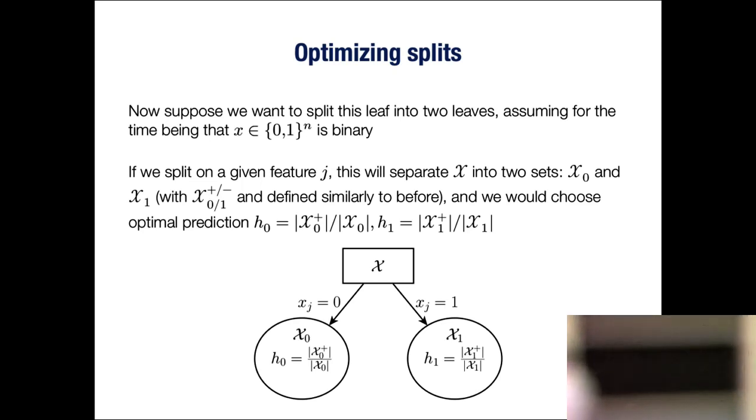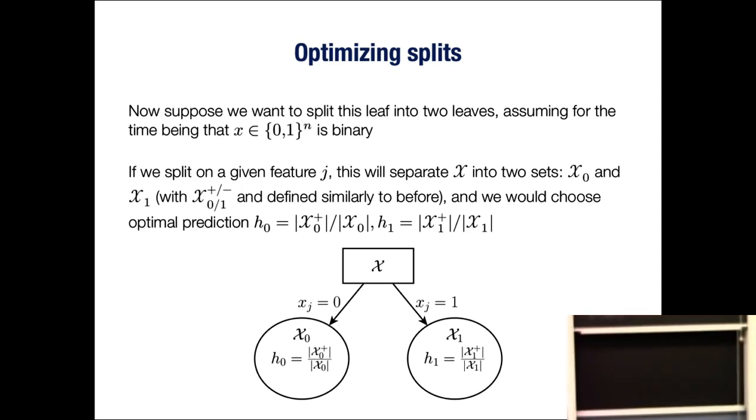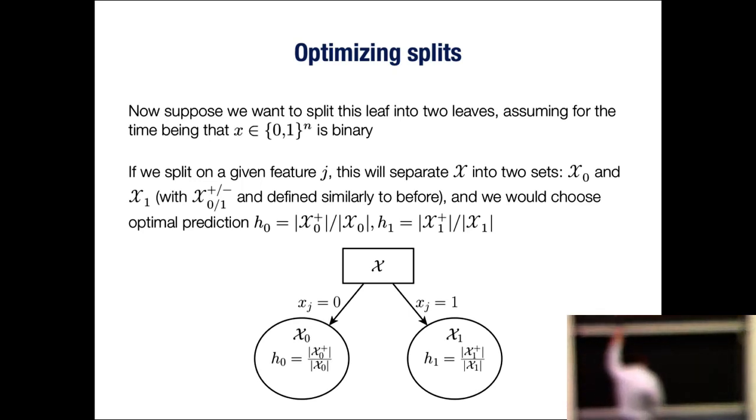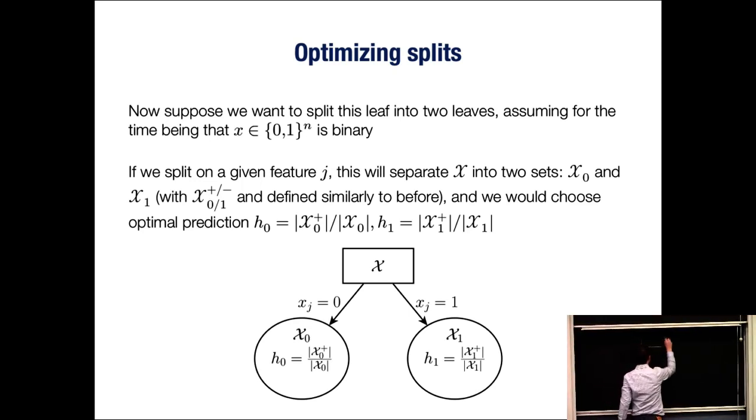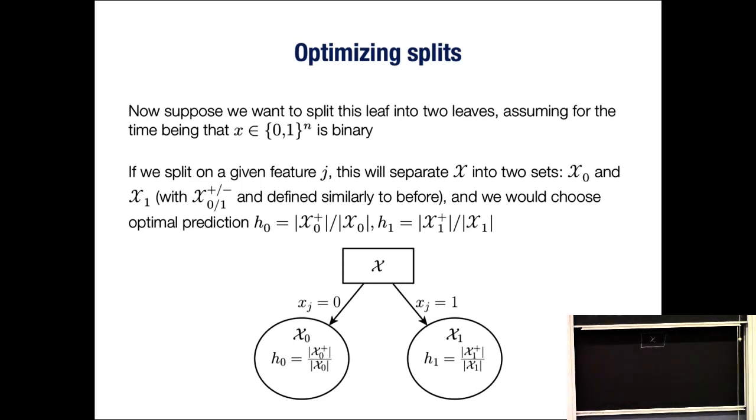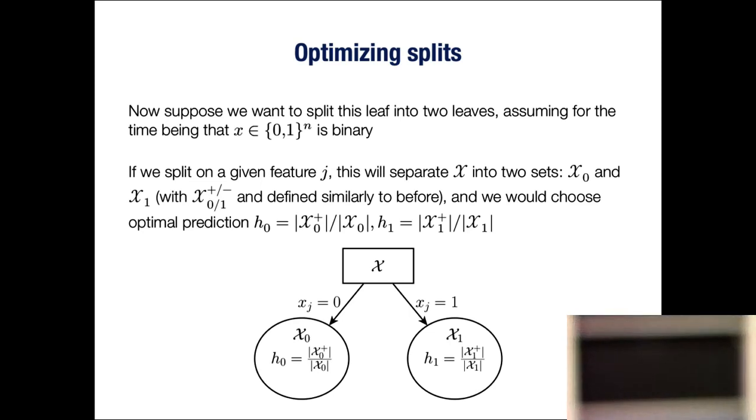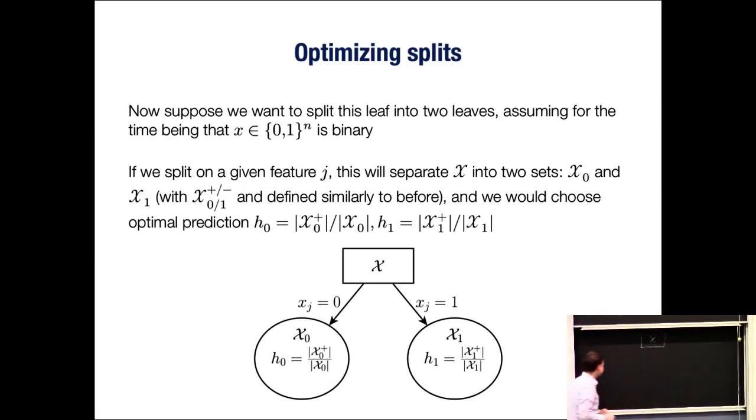Okay, but let's see how we go about doing this. So now we have our space, our set of sample points x. That could be the whole space if we're just starting off with a fresh tree, or it could be some node later down in the tree. We don't really care. I'll talk about exactly how we handle both situations in a second.